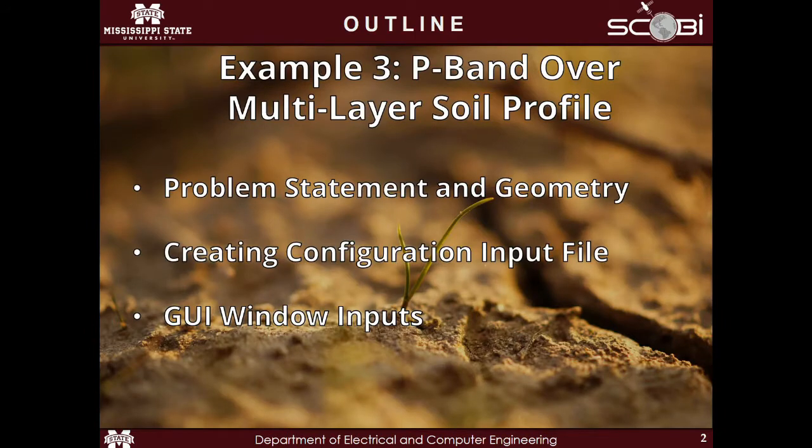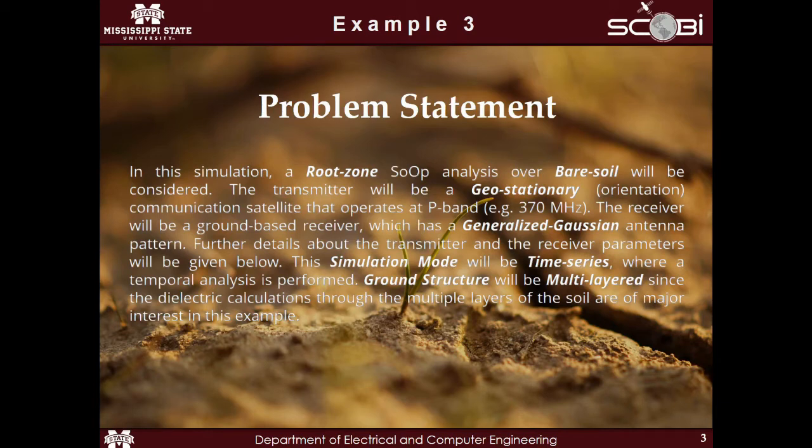We're going to be going over the problem statement, again coming out of the user manual, and the geometry associated with this problem. Additionally, we're going to be talking about how to place this into the configuration input file in Excel, and then we're also going to switch over to the GUI window and show how to set that up within the GUI as well. So here's our problem statement.